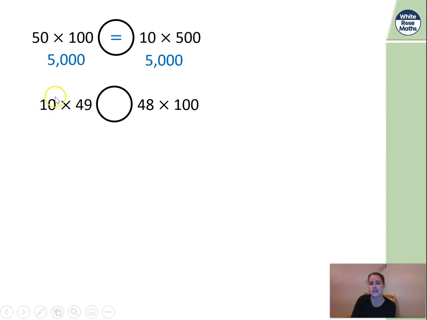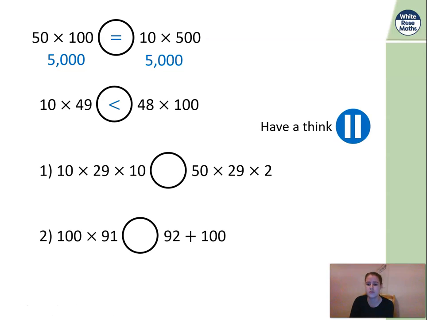This one here, this is 10 times 49, and this is 48 times 100. Now, I don't think we need to work out the missing answers here, because this one is being multiplied by 10, and this one is being multiplied by 100. Now, although 48 is smaller than 49, we are making this 100 times bigger. Therefore, 48 times 100 is greater than 10 times 49. I'd like to pause the video and have a go at filling in the missing inequalities, thinking about how you might rearrange your number sentences to help you answer the questions.